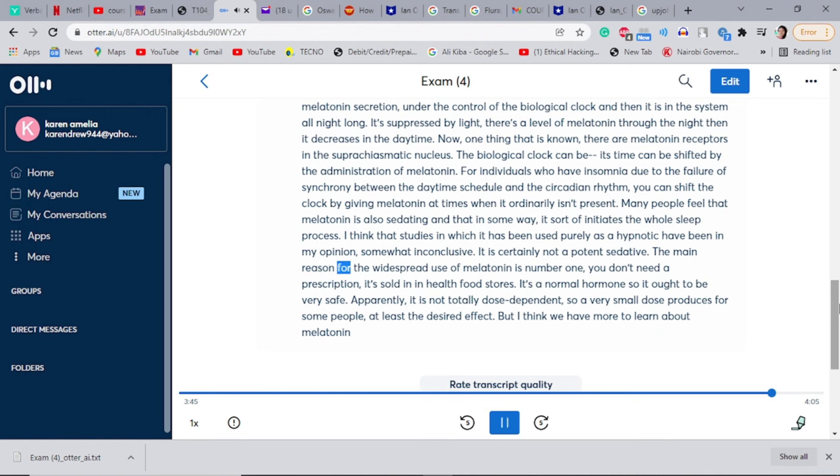The main reason for the widespread use of melatonin is, number one, you don't need a prescription. It's sold in health food stores. It's a normal hormone, so it ought to be very safe.